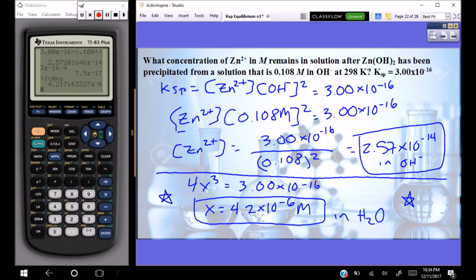So I can compare 2.57 times 10 to the negative 14th, which is super, super small compared to 4.2 times 10 to the negative 6th. So I did solve correctly. I just plugged in my concentration. I knew that this is way, way larger than whatever was already in that solution. Okay, so that's the main contributing hydroxide source in this problem.